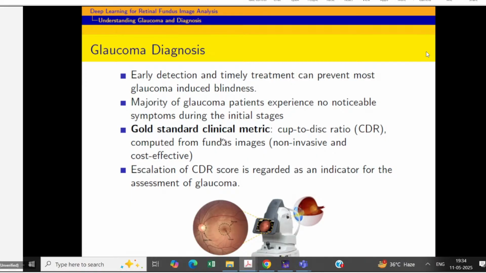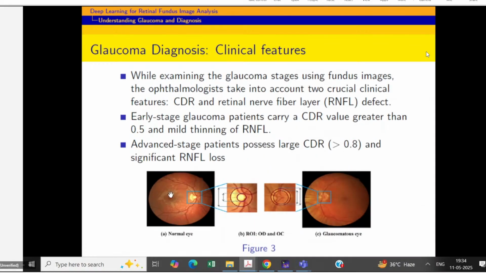Let's see how the fundus image changes for a glaucoma patient compared to the normal, healthy one. This is how it looks. If you compare these two pictures, this fundus image is a normal eye, and this fundus image tells us it is a glaucomatous eye, right? As it damages the optic nerve, in our case the optic cup and optic disc, if you look here, what they do is compute the CDR value manually. What is the CDR value here?